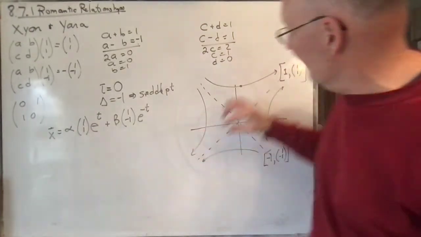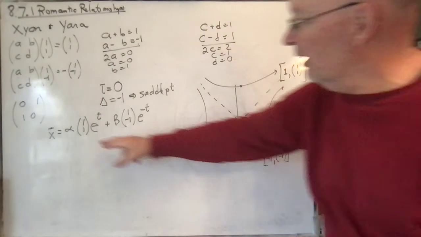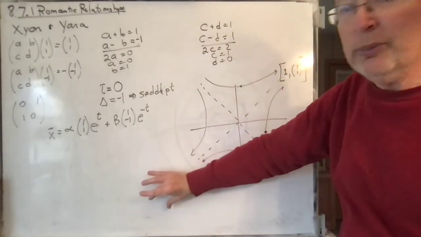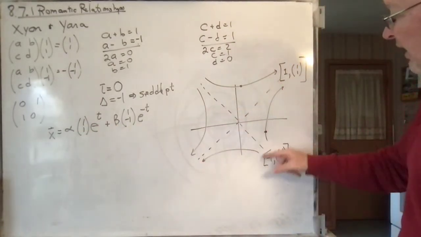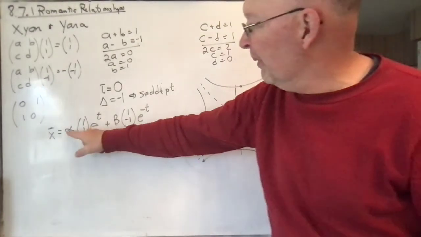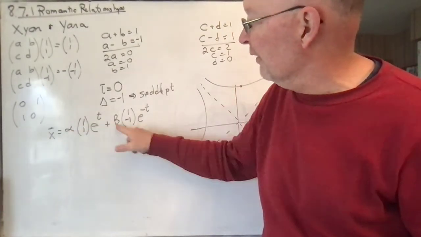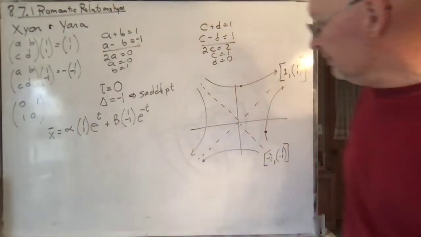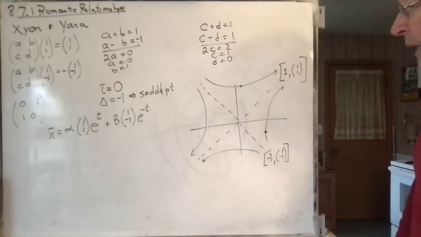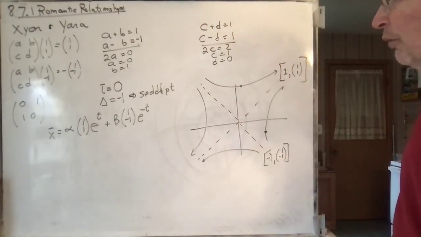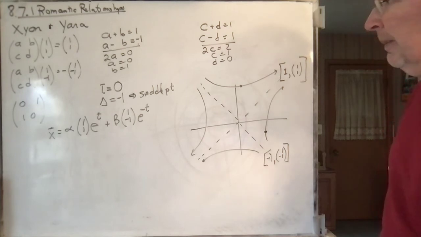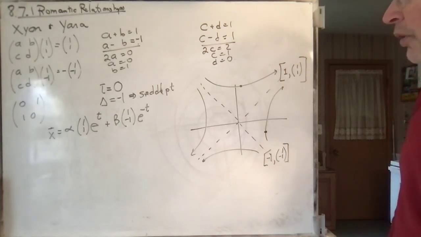If alpha is a positive number, you're going to be going in this direction. If alpha is a negative number, you're going to be going in that direction. So depending on your initial conditions, it all depends on whether alpha is going to be positive or negative. And so you'll go off in one of those two directions there.